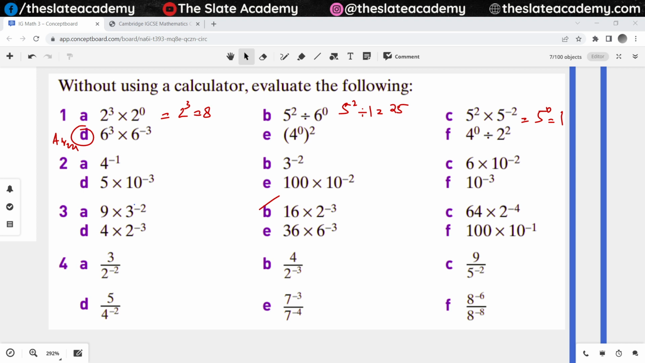Two numbers are multiplying. Sorry, Miss. Just a second, Miss Aisha. Miss Noor, what were you saying? Yes, please, 1D. Miss Aisha? Bases are same, so powers would add. 3 and minus 3, if I add them, what do I get? 0. So the answer would be 1. Sir Arman, question number 1E.